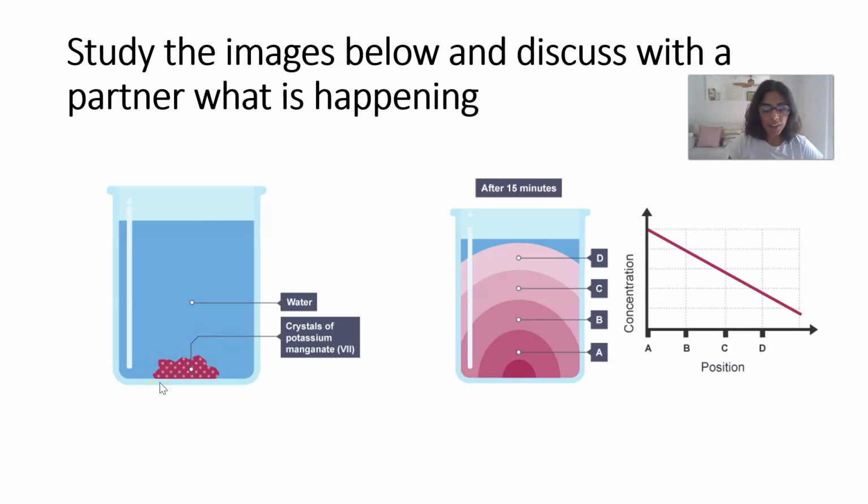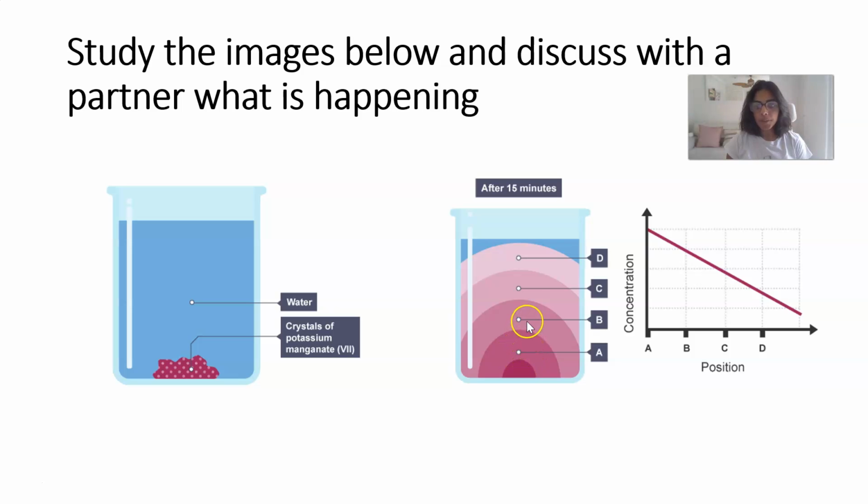When we leave that crystal at the bottom of that beaker of water over time, what we find happening is that purple dye spreads throughout the beaker. Now what you can see in this third image, in this graph here, is that the concentration of that purple color, so the darkest area of that purple color, according to our graph, is at position A. And that's what we can see here. So this tells us that we have the most purple dye crystals at point A. And this is up here.